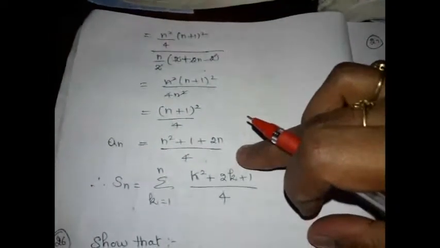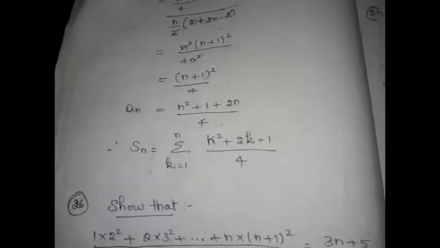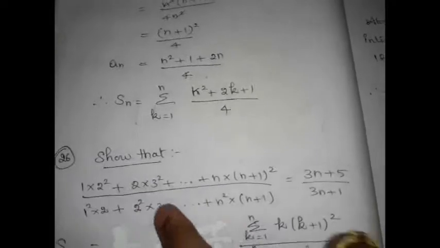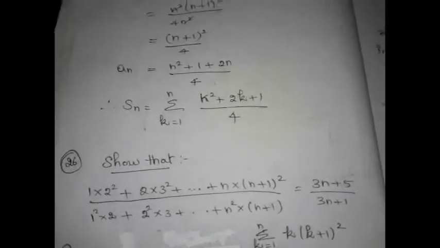After simplification, we arrived at An as (n square plus 1 plus 2n) divided by 4. So Sn is going to be the summation from k equals 1 to n of (k square plus 2k plus 1) by 4. Hope you understood. The next question, they asked you to show that this is equal to this.